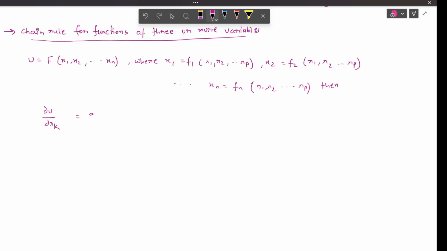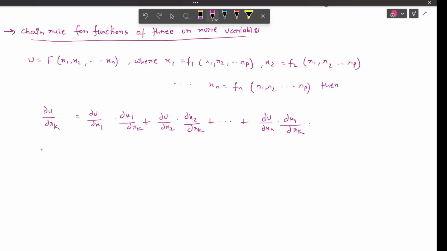would be delta u upon delta x1 multiplied by delta x1 upon delta rk plus delta u upon delta x2 into delta x2 upon delta rk. In this manner it will go to delta u upon delta xn into delta xn upon delta rk.